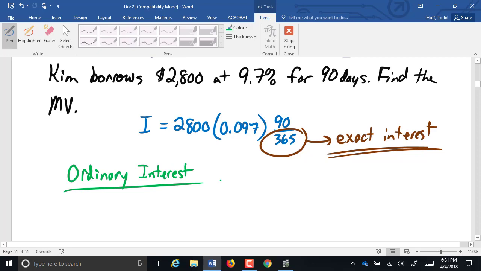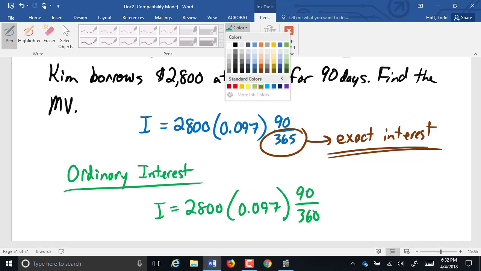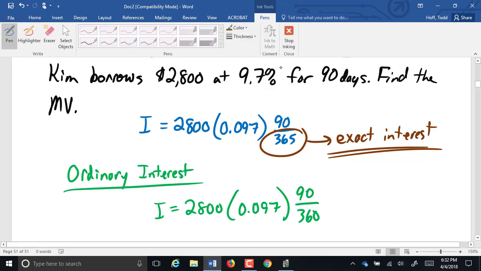Ordinary interest assumes the same setup, 360 days in a year. Well, why on earth would they do that? Well, holiday is actually a good guess, but it dates back to just 50, 60 years ago, there weren't calculators. So banks had to sit down and calculate all this stuff out by hand.